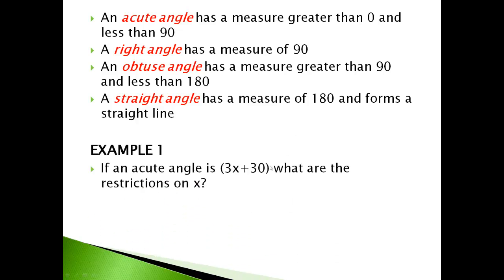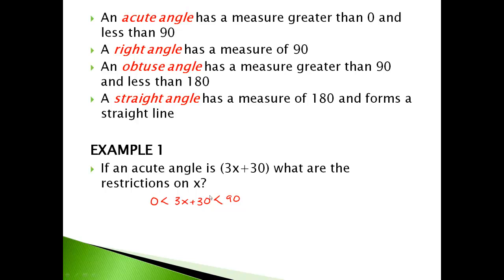For example, if we wanted to use some algebra here, and we said an acute angle is 3x plus 30, what are the restrictions on x? Because an acute angle, remember, has to be greater than 0 and less than 90. So we could write this as a compound inequality where 3x plus 30 has to be greater than 0 and less than 90. If that gets a little bit too confusing to you, we can break it down into its 2 parts.